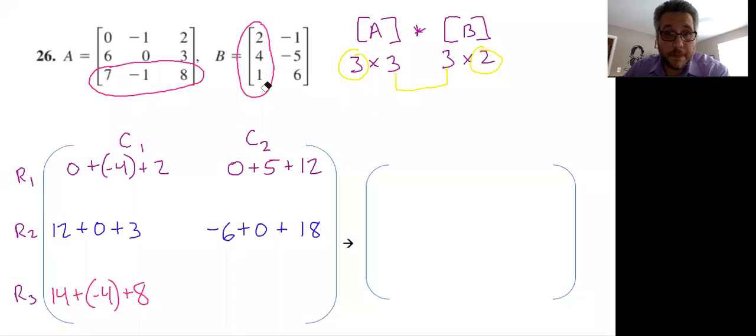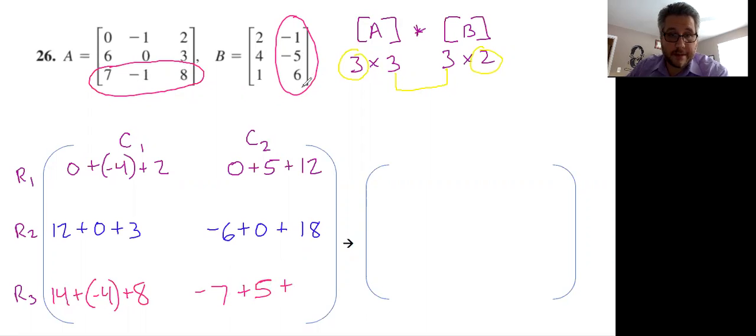That brings us to our final piece of the puzzle here, which is row 3 times column 2. 7 times -1 is -7, plus -1 times -5 is 5, plus 8 times 6 is 48. So if I did all the arithmetic correctly, the only thing that's left to do is just sum everything up, and I will have my product matrix, which is of order 3 by 2.